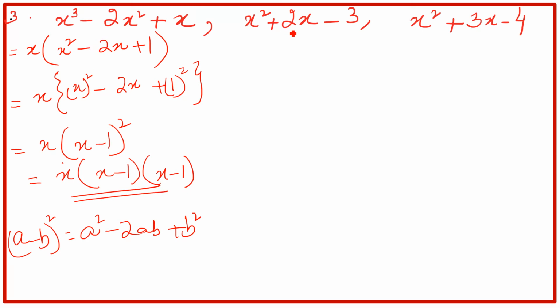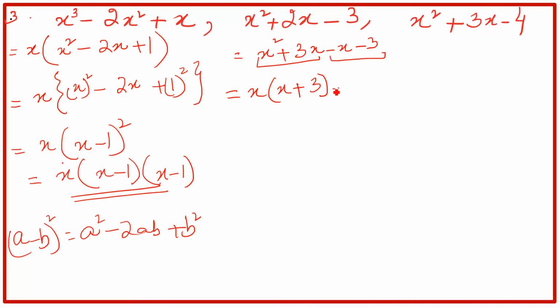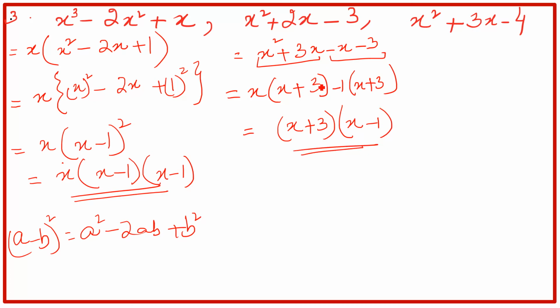Now move on to this one, second one. Can we take anything common from here? No. Can we make the square of the first and last term? No. So x square plus 3x minus 3. We will make the factorization. X we will take as a common, x plus 3 minus 1 x positive 3. Both parentheses are exactly the same. 1 we will write down as a common, multiplied by what is remaining, x minus 1. This is the factorization of the second term.